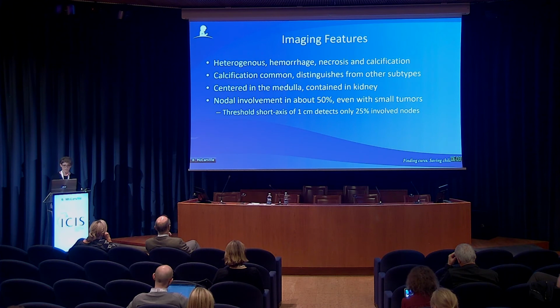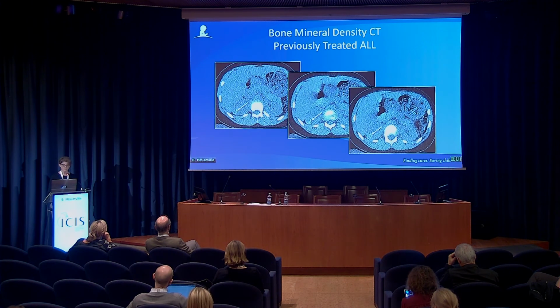So this is an example of a 5-year-old boy who had been treated at our institution for leukemia. This is imaging that was obtained as a bone mineral density CT scan. We do a lot of these. These are very low-dose CT scans that are done without any contrast material, just for purposes of measuring the density in the lumbar spine. And in this case, it was noted that this patient had this small rounded mass in the right kidney that contained calcification.